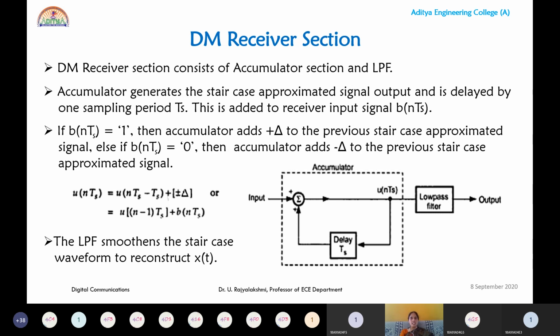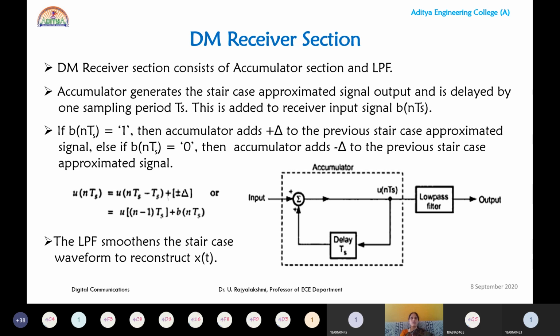So, if b of nTs is equal to 1, for example, the DM receiver section consists of only the accumulator section followed by a low pass filter. Please observe here that there is no separate decoding section. That's why the circuit of DM is simple, and implementation is also easy compared to PCM. So this is all to reduce the requirement of bandwidth. We are using delta modulation.